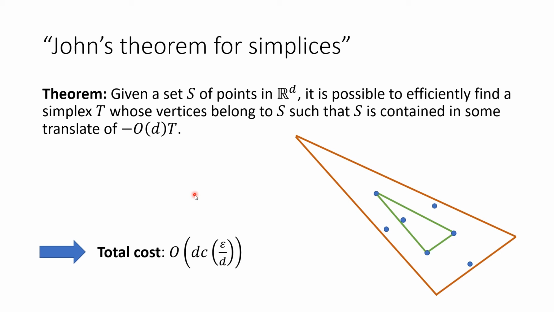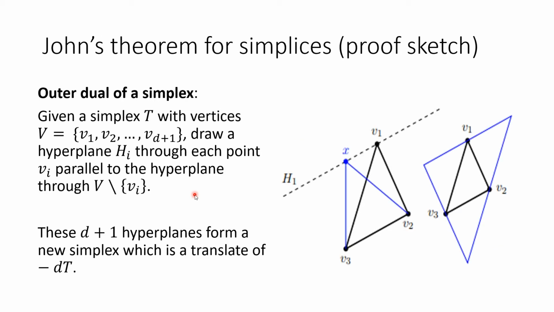So this theorem has a very nice and simple proof, so I'll sketch most of the proof in the next few slides. This proof is based around the idea of the outer dual of a simplex. So the idea is that you have a simplex T, it has D plus 1 vertices, V1, V2 through V_{d+1}. And from the simplex, you can construct a new simplex in the following manner. For every point V in your simplex, draw a hyperplane through this point, parallel to the hyperplane through the D other points, so through V2 and V3 here, and do this D plus 1 times, for every vertex in your set.